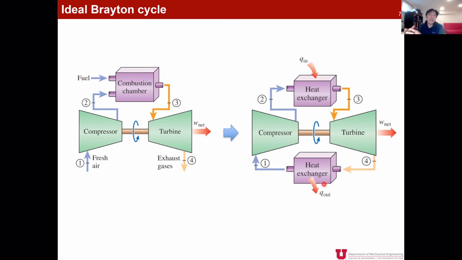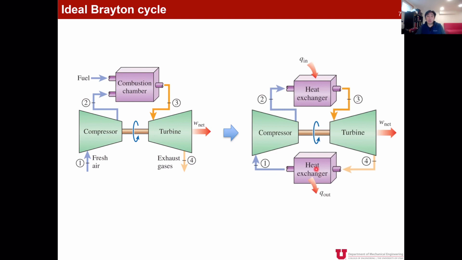So when we try to use the ideal Brayton cycle, we don't care about the combustion process. Instead, we treat the combustion process as a heat addition process. And now, after going through the turbine, the burn gas would just go out to the environment in the atmosphere as an exhaust gas. But instead of considering that exhaust process, we assume that there is one more heat exchanger where a heat rejection process occurs. Okay?